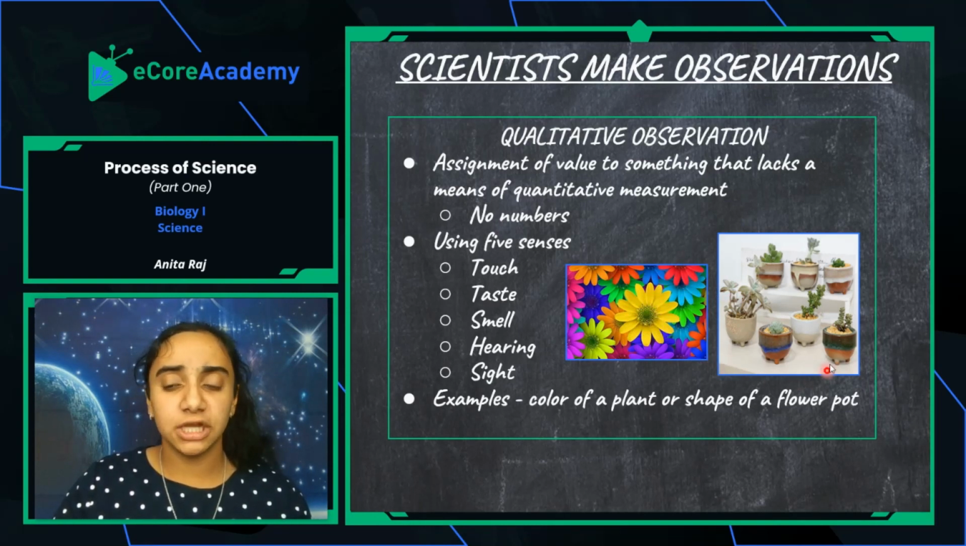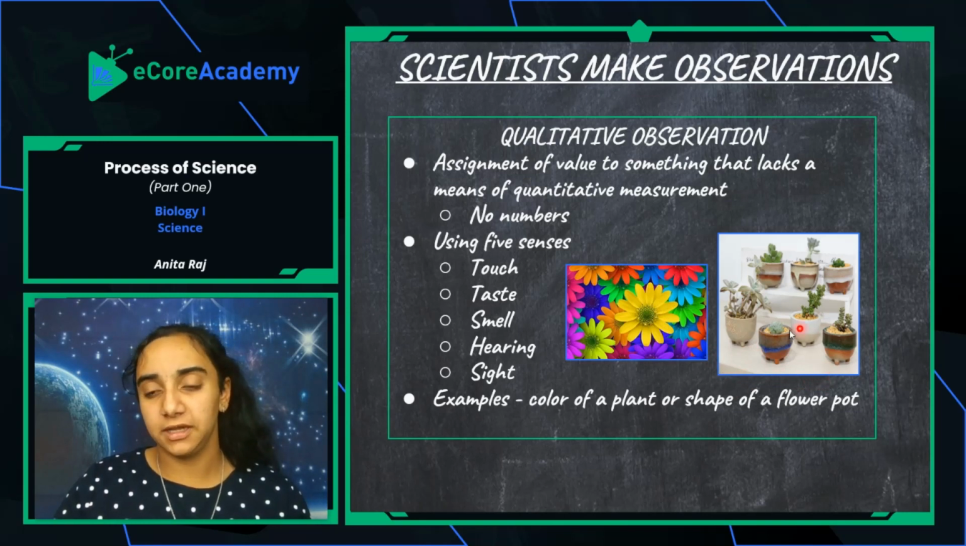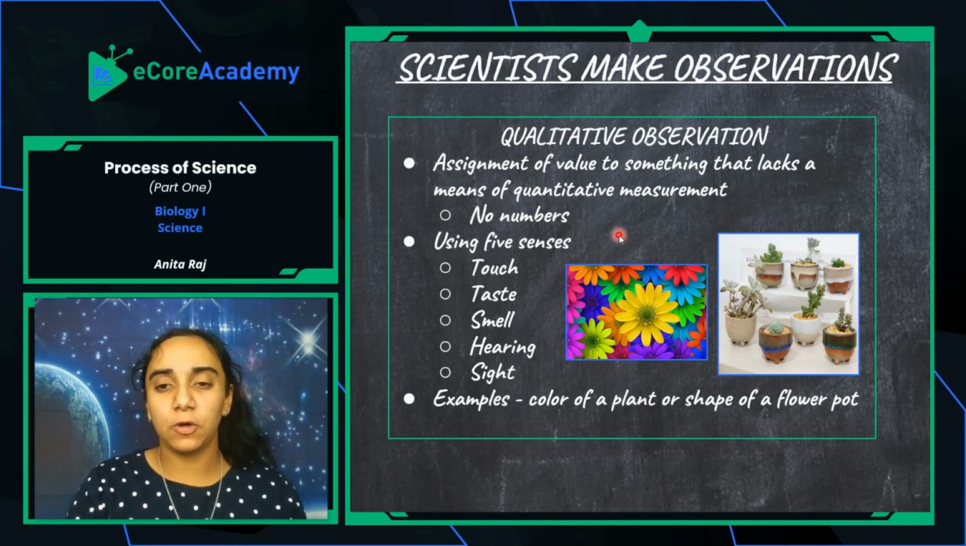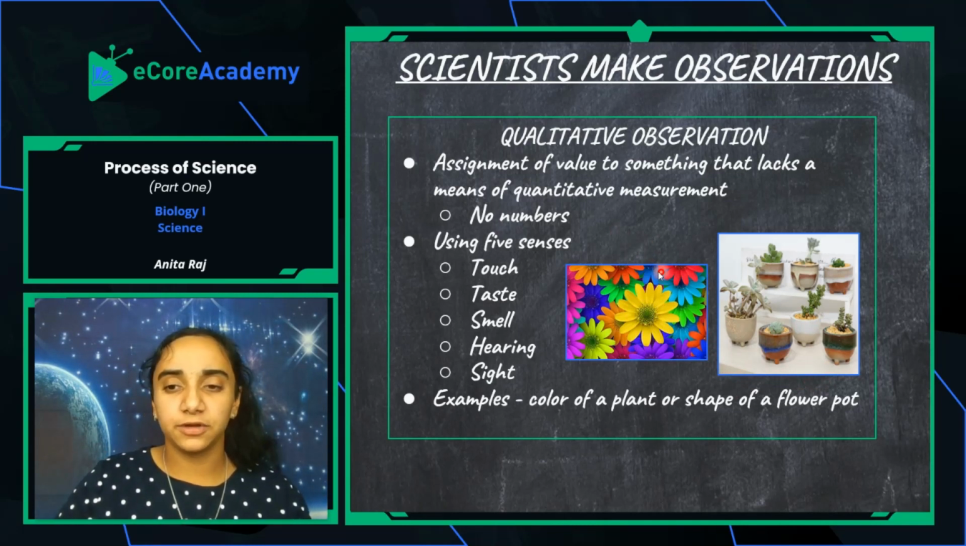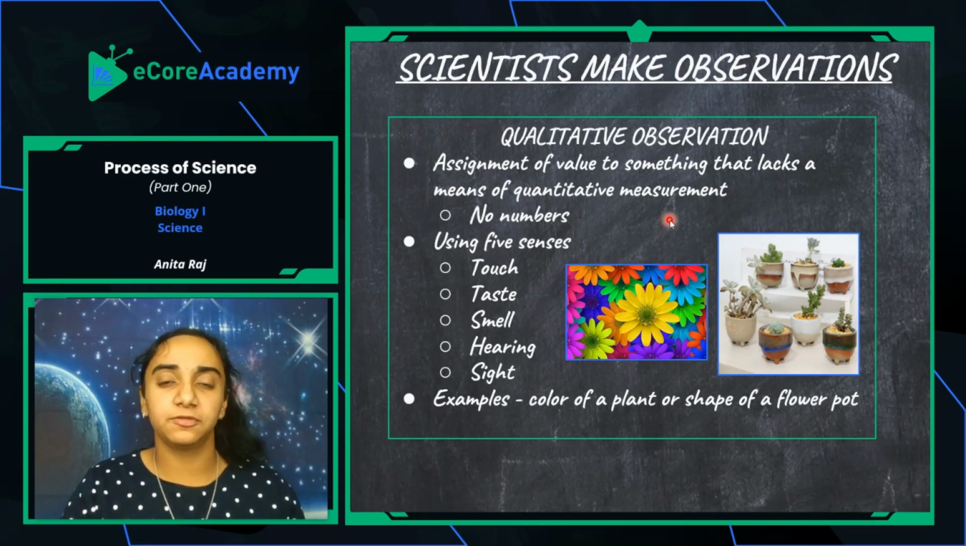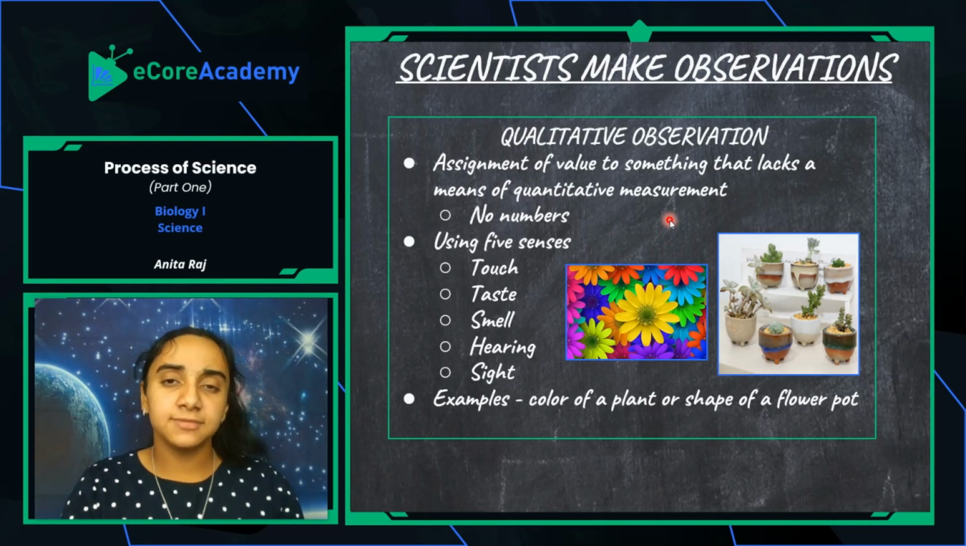Or maybe the shape of a flower pot that you put the plant in. You could say that this yellow flower pot is put in a cube-shaped flower pot, or maybe this red flower over here is put in like an ovular flower pot. Just basic observations like that.